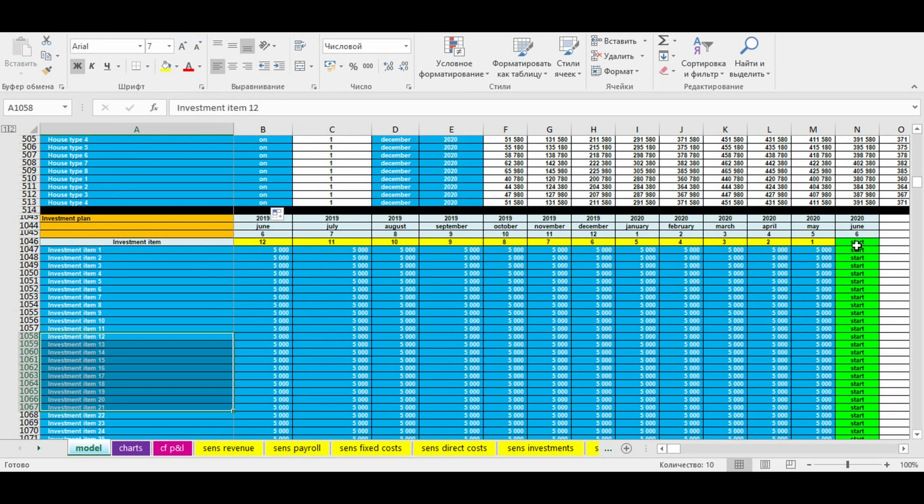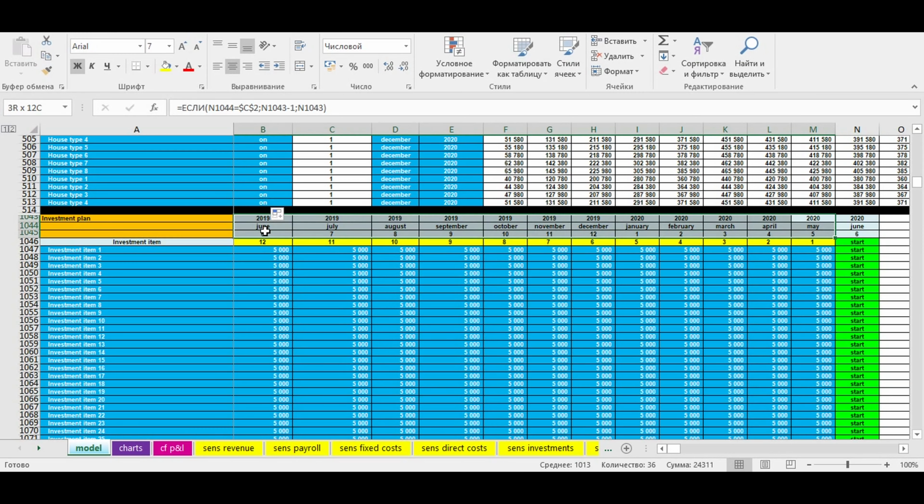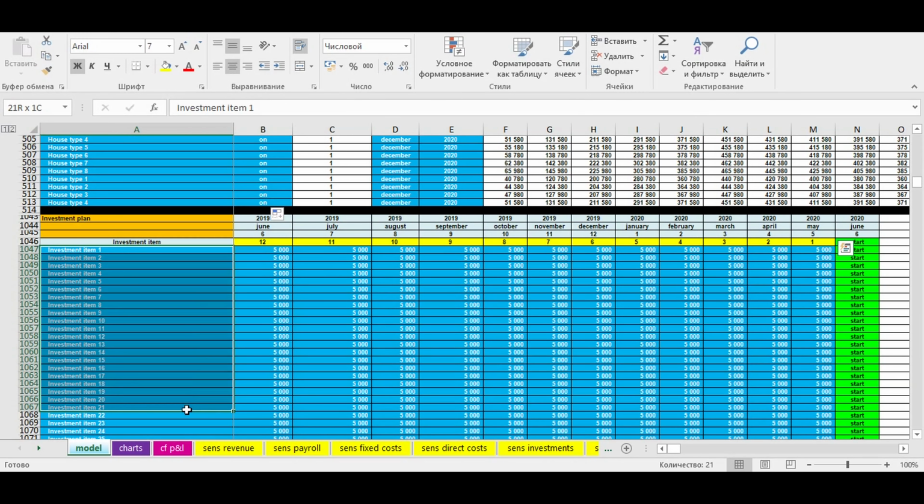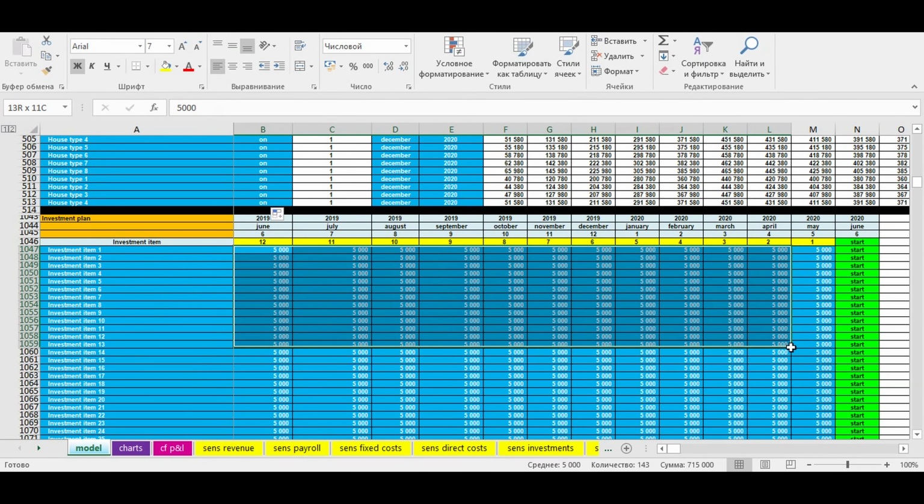Green column is the moment when we start constructing the first house. This column is automatic. Going into the past from this moment, we can specify what items we invest in, how much we invest in, and when we invest in.